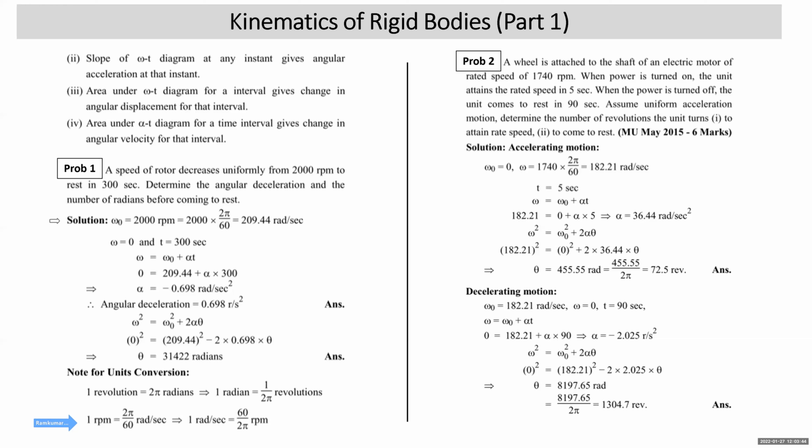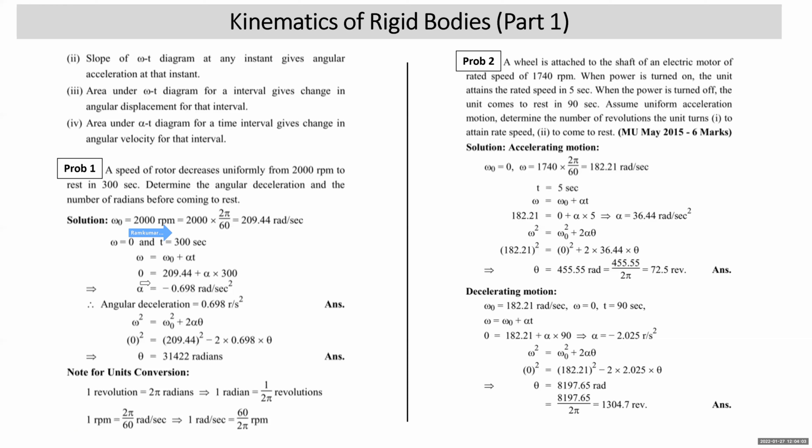Now, here the initial angular velocity is given as 2000 rpm. Let's convert it into radian per second by multiplying with 2 pi by 60. It comes to 209.4. The final angular velocity is 0, and t is 300. Now, the selection of the equation is absolutely in the same manner. As over there, v and t are under consideration, what were we preferring?